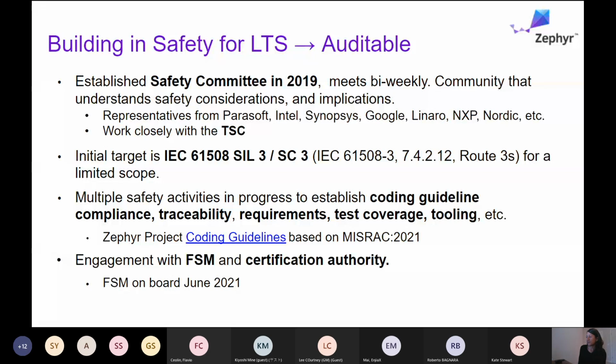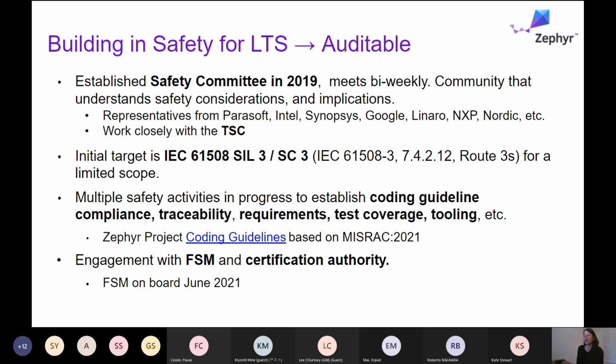Roberto just gave a nice overview about MISRA compliance. We do have a published coding guideline, and we are in the beginning of working towards compliance to that coding guideline. We are putting in the pieces for traceability requirements, test coverage, tooling, and a lot of things that are necessary to meet the IEC safety requirements. And we'll go into a little more detail in the following slides.